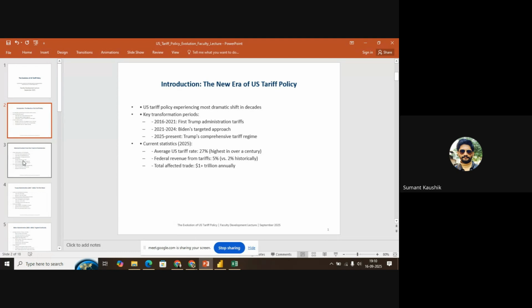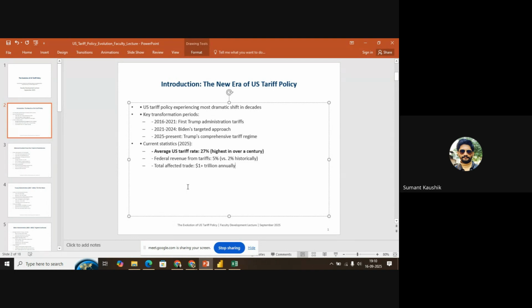Just for now, if we talk about the current statistics in 2025, the average US tariff is about 27%, which is the highest in over a century. It is the highest tariff the US has applied since the last century. It's a very important statistic which needs to be understood, that this is the highest tariff rate there has been till now. So what is the US imposing? It's an average US tariff.